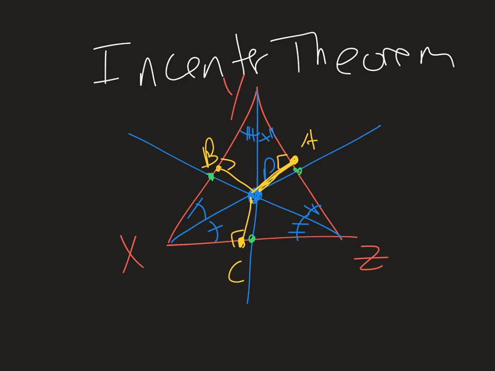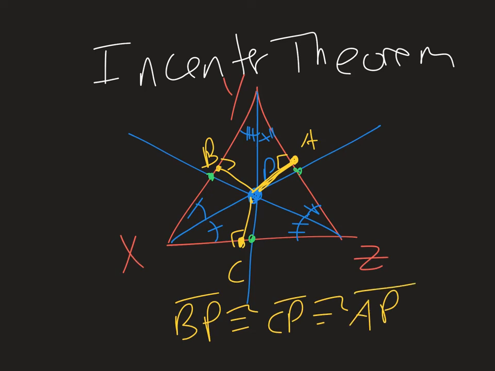So this point P, the incenter, is equidistant from the three sides, meaning that if P is the incenter, then BP is congruent to CP, which is congruent to AP in this case. Now this is slightly different than the circumcenter theorem because I'm not doing distance to the vertex. I'm doing distance from a side. And there's a slight difference there.